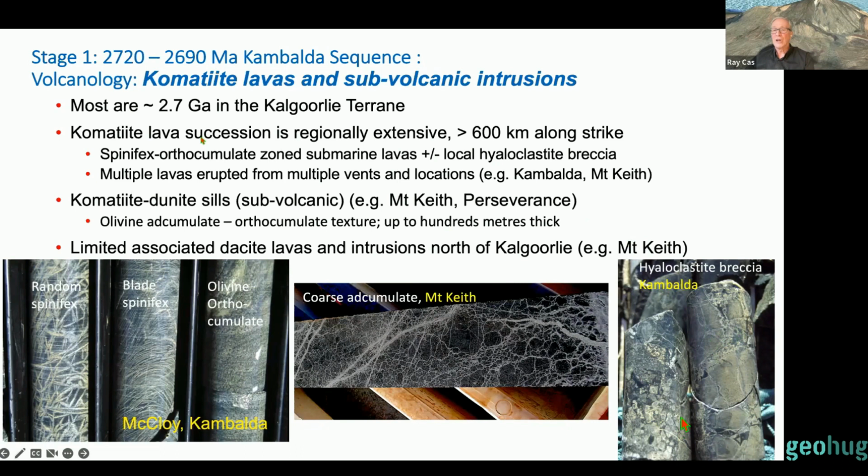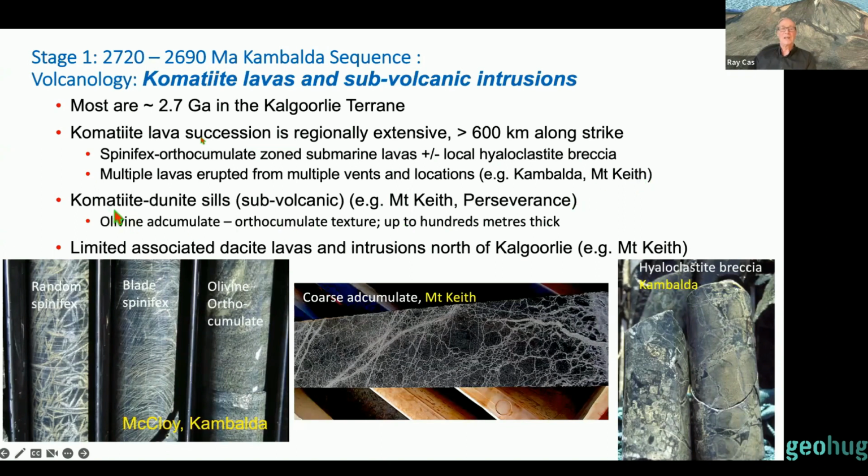And also associated locally, we find jigsaw-fit blocky hyaloclastite breccias of Komatiites. Now, we think that based on the distribution of both the Komatiite lavas and also sub-volcanic sills, which I'll just mention in a minute, that basically there were multiple eruption points along the extent of the Kalgoorlie Terrane from south to north.